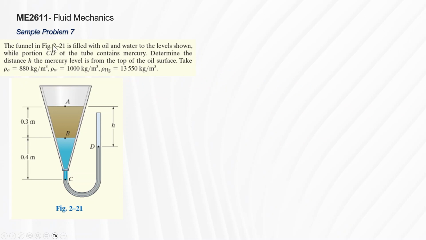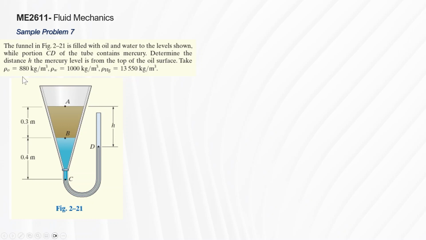So we have a funnel here, figure 2-21. It's filled with oil. I think this is a Himmler, you can see my example on the Himmler. It's filled with oil and water to the level shown, with portion CD of the tube containing mercury. So there's mercury in between here. Determine the distance H, the mercury level from the top of the oil. So we need to find this height.